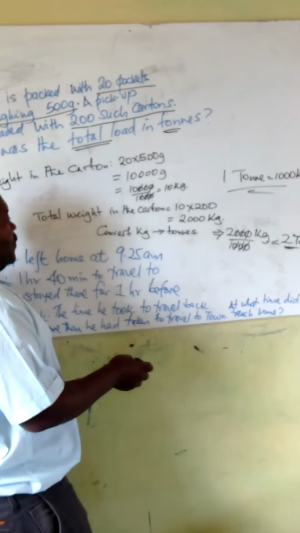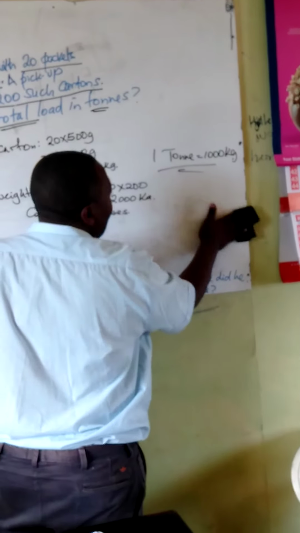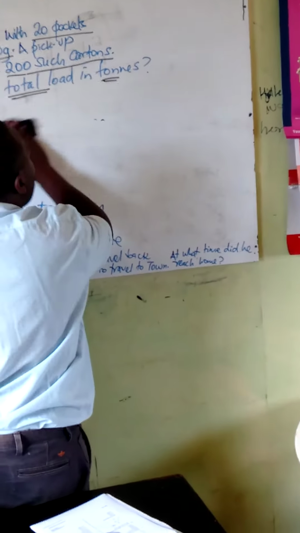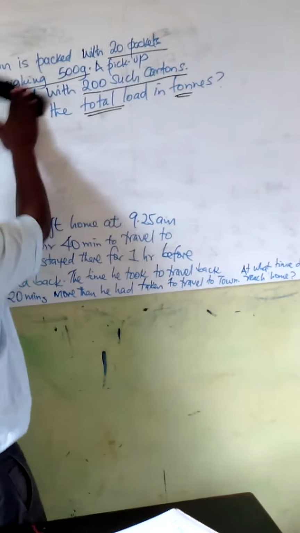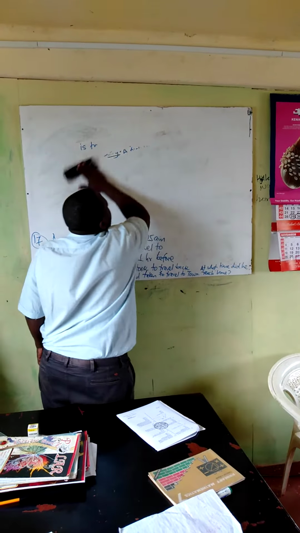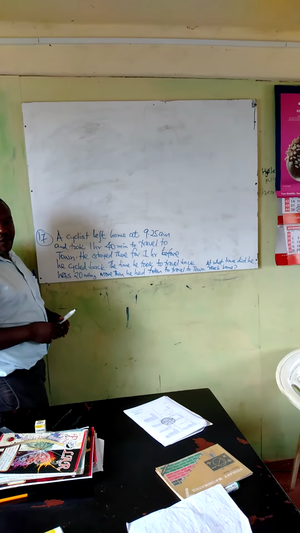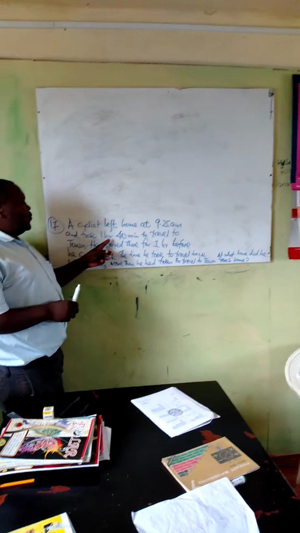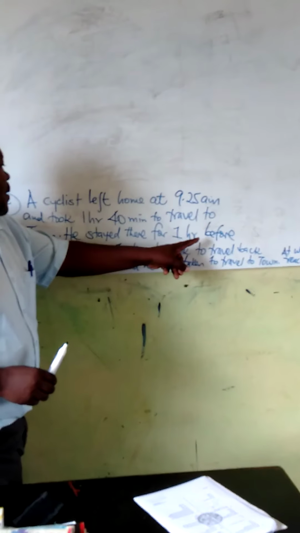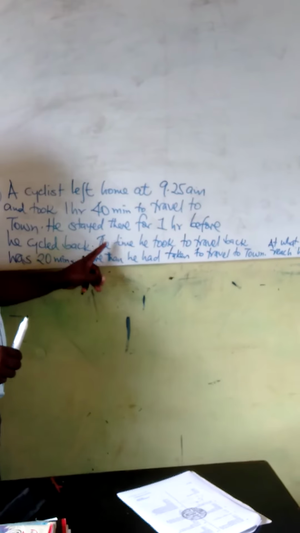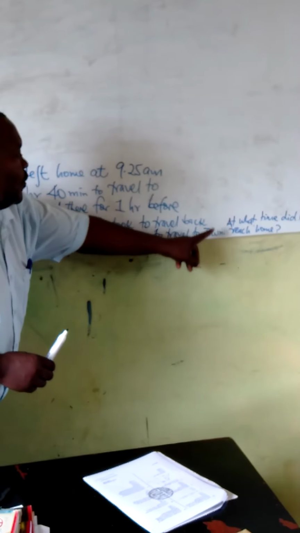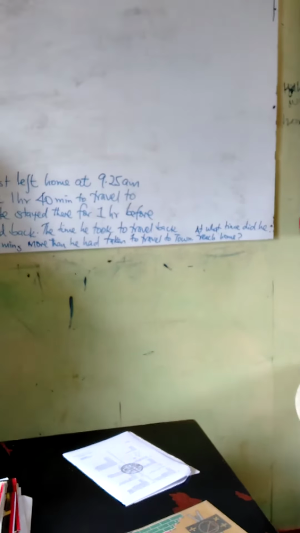Then we go to the next question, question 17, which is just here below me. Question 17 is talking about a cyclist. A cyclist left home at 9:25 a.m. and took 1 hour 40 minutes to travel to town. He stayed there for 1 hour before he cycled back. The time he took to travel back was 20 minutes more than he had taken to travel to town. The question is, at what time did he reach home?